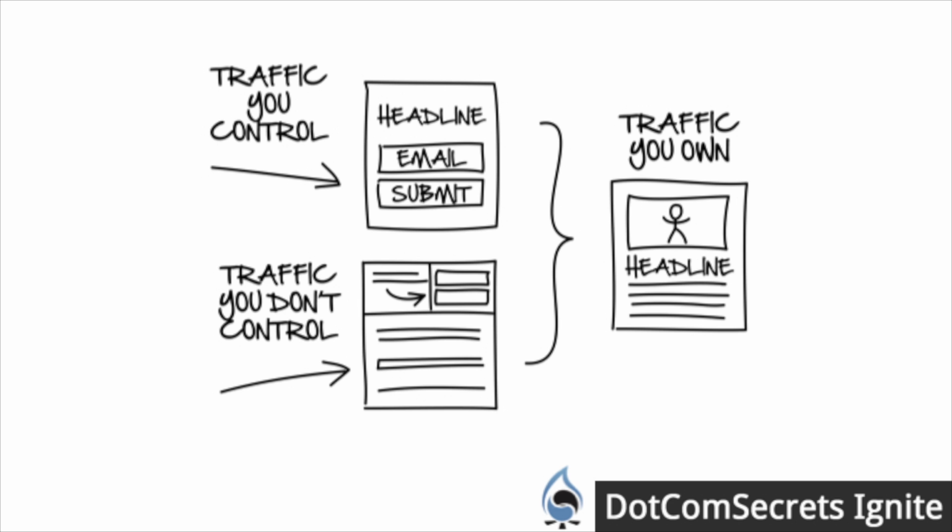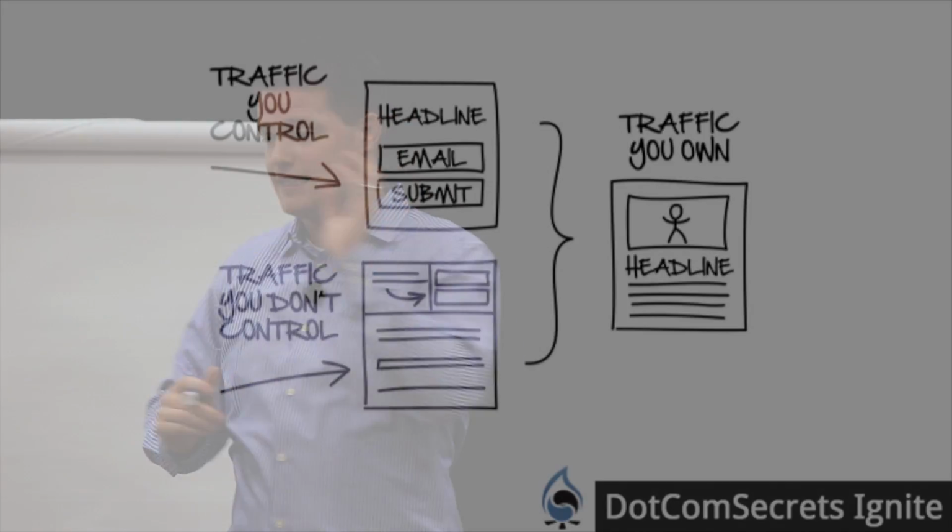Now, both of these kinds of traffic are good, but my only goal with traffic I control and traffic that I don't control is to convert those people into traffic that I own. Traffic that I own is the best type of traffic. That's what I want. Because when I own that traffic, I don't got to pay for it again. It's my traffic. I can do whatever I want with it. I can send it here. I can send it here.